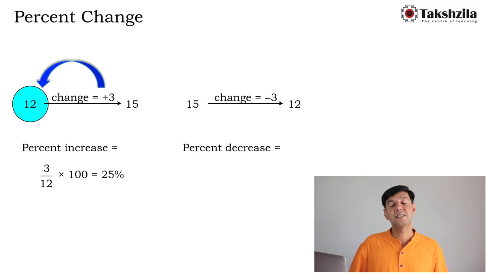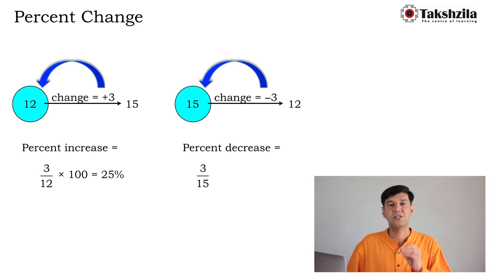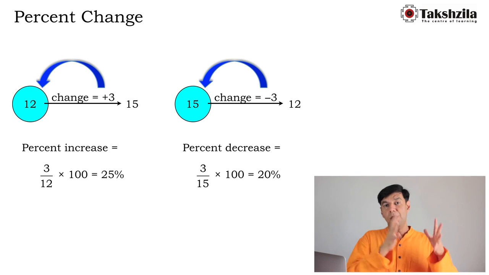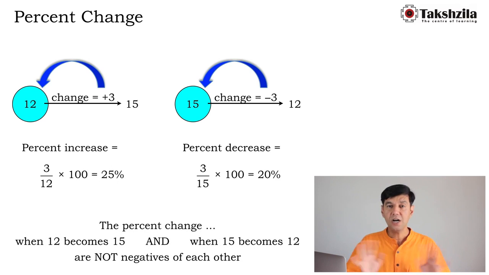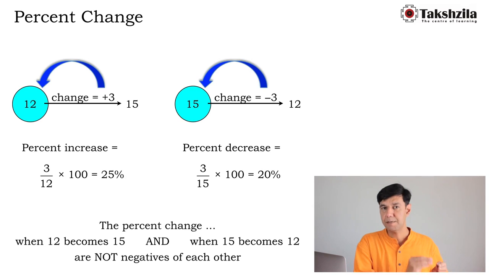Let's check it out, right? This 3 will be compared to 15 now. So the percentage change is 3 by 15, which is 1 by 5, 20%. So if you want to show the decrease, it will be minus 20%. It's not going to be minus 25%, right? So what we see here is that the percentage changes when 12 becomes 15 and when 15 becomes 12 are not negatives of each other. Knowing one of them, you just can't append a negative sign and say that's the percentage change for the other case. No. The base values are again different. 3 as a part of 12, 3 as a part of 15. Hope you get this point, right?